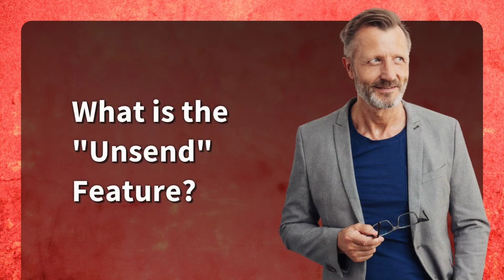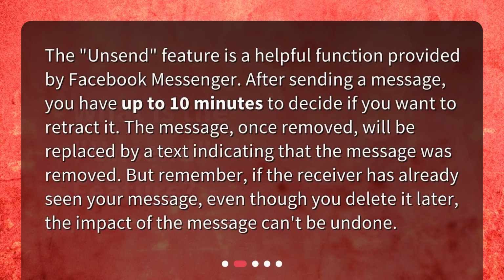What is the Unsend feature? The Unsend feature is a helpful function provided by Facebook Messenger. After sending a message, you have up to 10 minutes to decide if you want to retract it. The message, once removed, will be replaced by a text indicating that the message was removed. But remember, if the receiver has already seen your message, even though you delete it later, the impact of the message can't be undone.